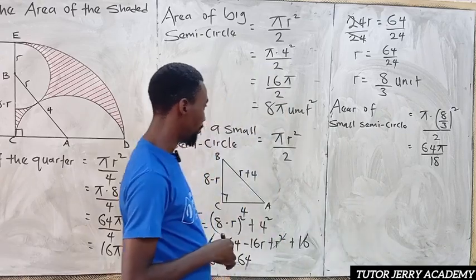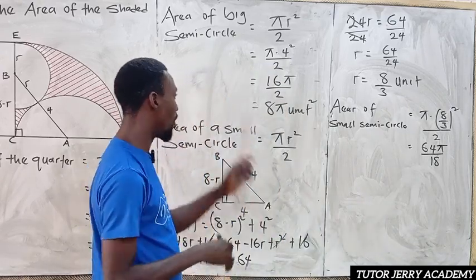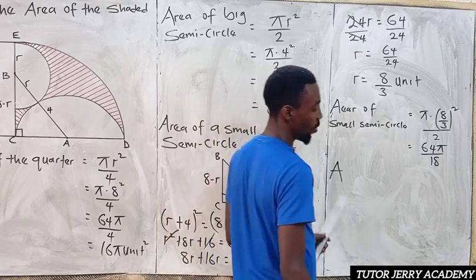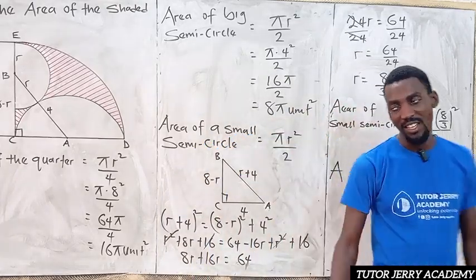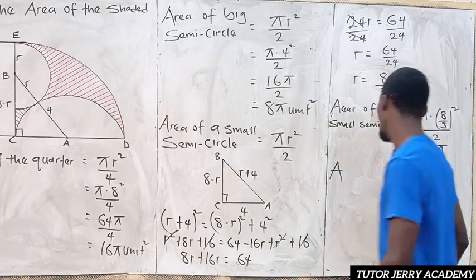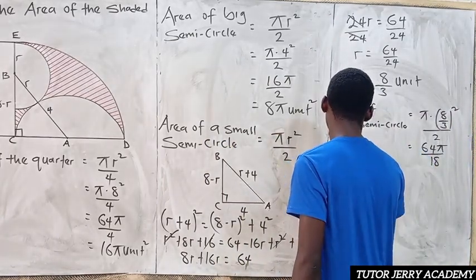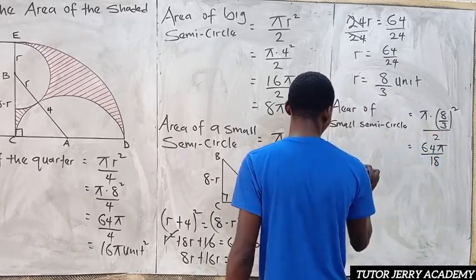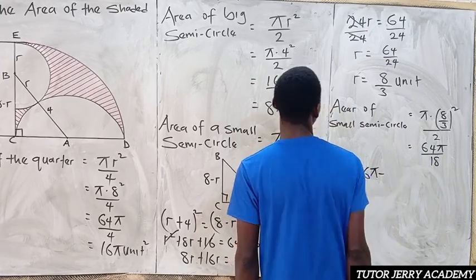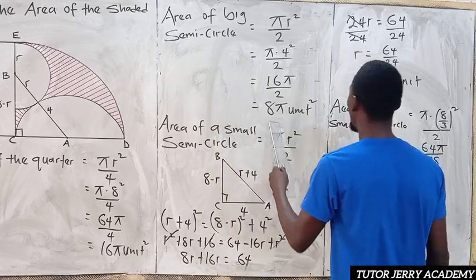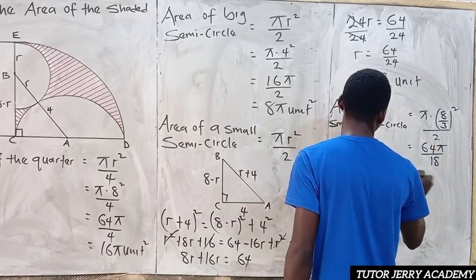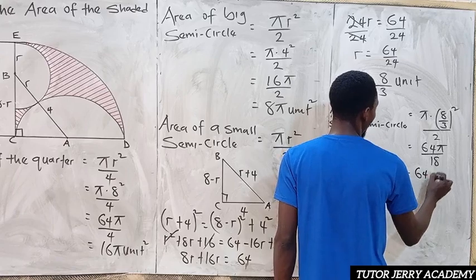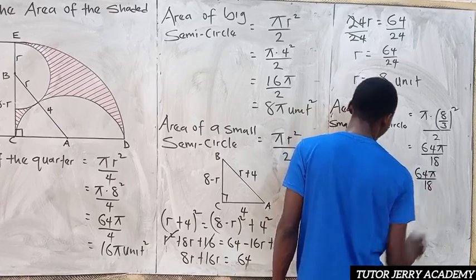All right. So now that we have the area for all this now, so we can therefore find the area of the shaded region. We are going to denote that with what? Capital letter A. So the area of the shaded region is what? A. So this will be equals to what is the area of the quarter? The area of the quarter is 16 pi. So we are going to have 16 pi minus, then the area of the big semicircle is 8 pi. 8 pi minus, then the area of the small semicircle, which is what? 64 pi all over what? All over 18. All right.